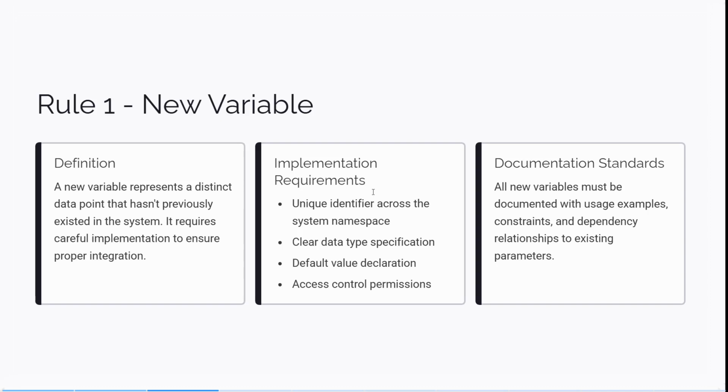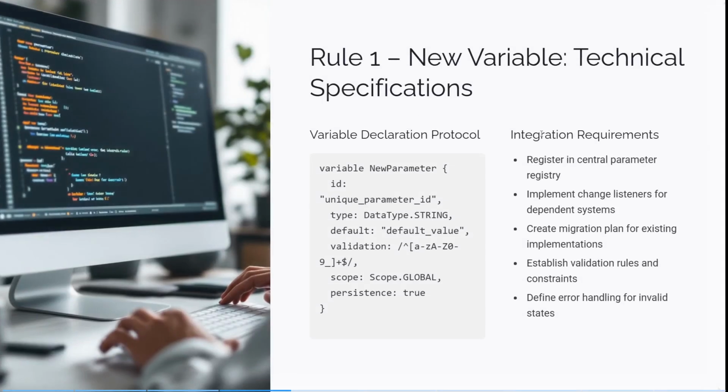So, implementation requirements: unique identifiers across the system namespace, clear data type specification, default value declaration, and access control permissions. And the documentation standard: all new variables must be documented with usage examples, constraints, and dependency relationships to the existing parameters. So these are some important implementation requirements if you need to create a new variable. Okay, so the rule number 1 is the technical specification.